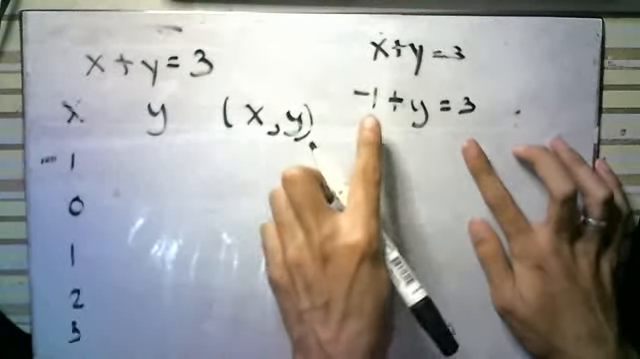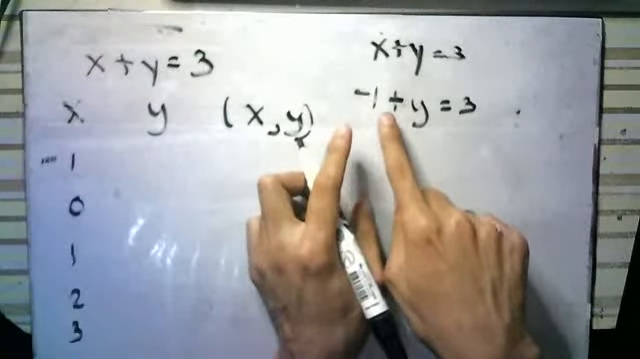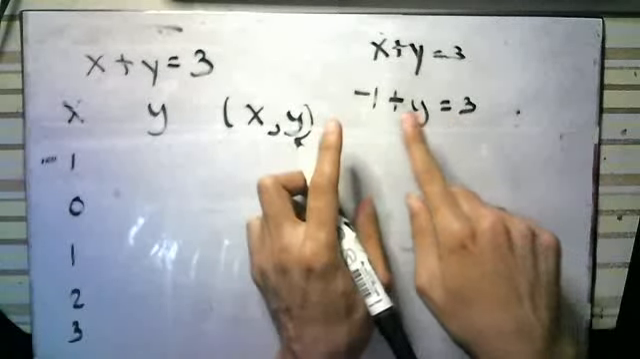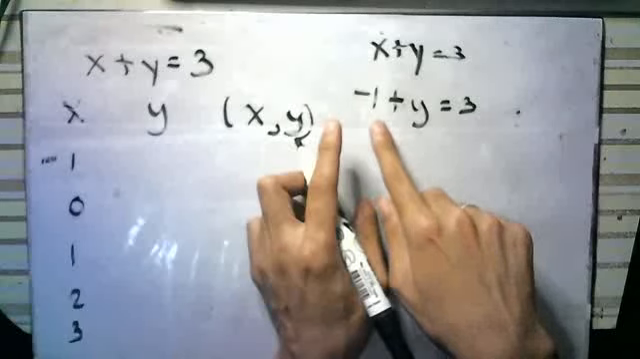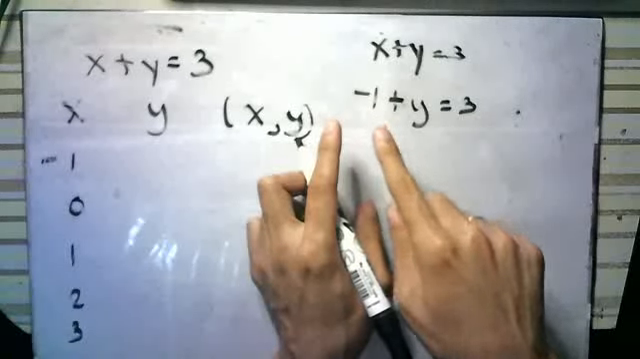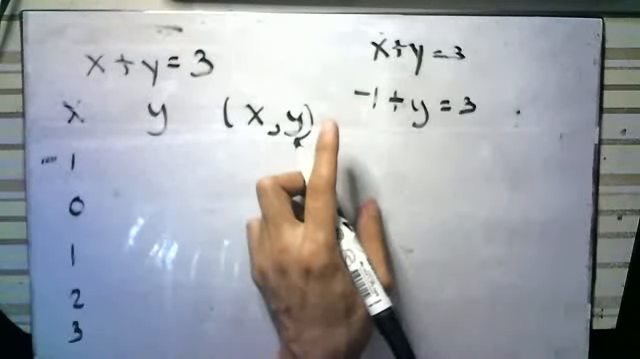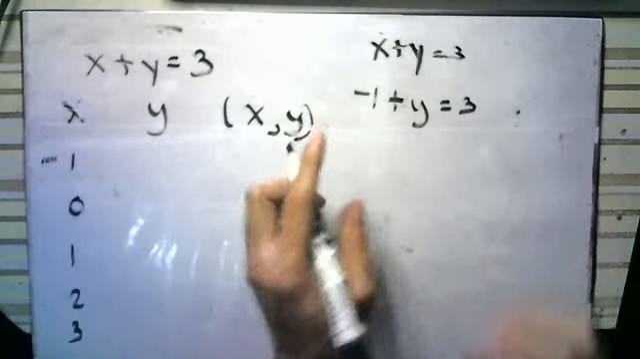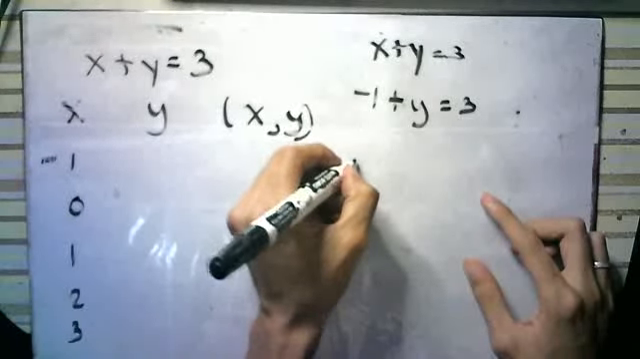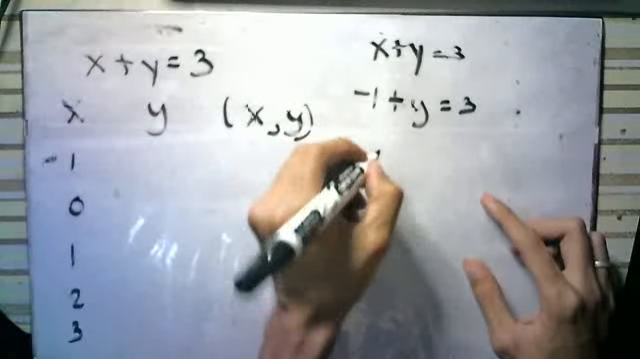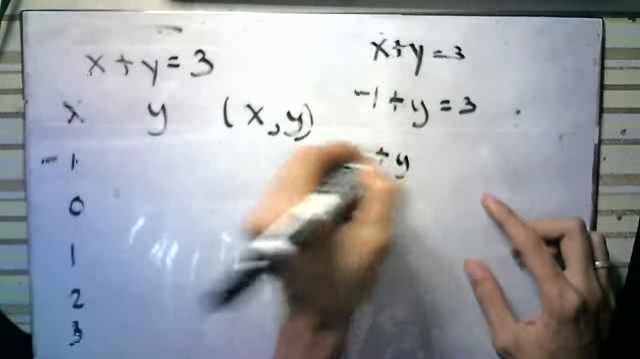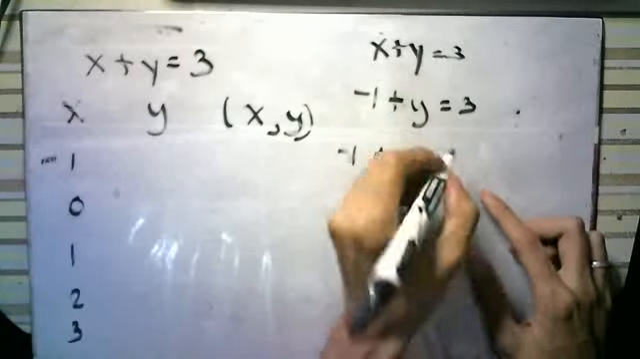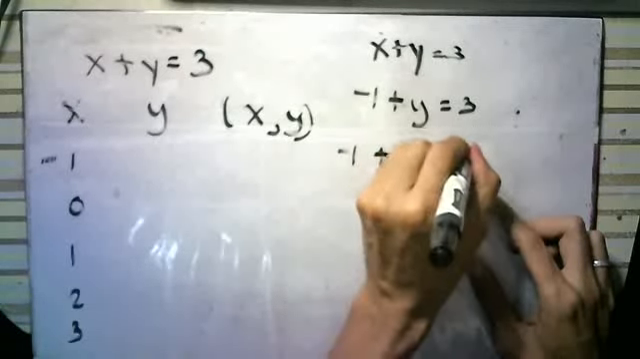Next, you need to move negative 1 to the right. How? You need to make negative 1 zero. So, paano natin gagawing 0 sa negative 1? Add positive 1 para maging 0. That will be negative 1 plus y plus 1 is equal to 3.